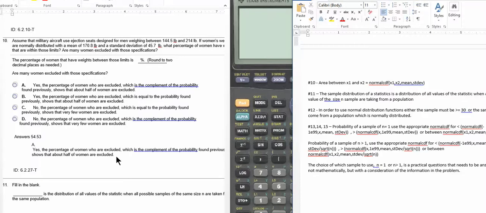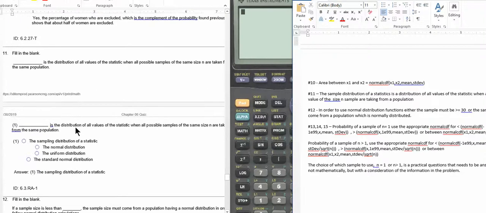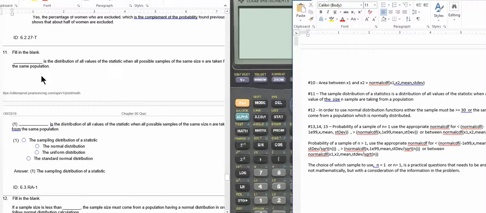So the percent of women who are excluded is the complement, and it shows about half the women are going to be excluded. So when you get to these kinds of parts of the problem, think about what's happening and use some practical knowledge and some common sense to answer those questions, okay? Number 11 is the kind of distribution this is. The normal distribution, the sampling distribution of a statistic.